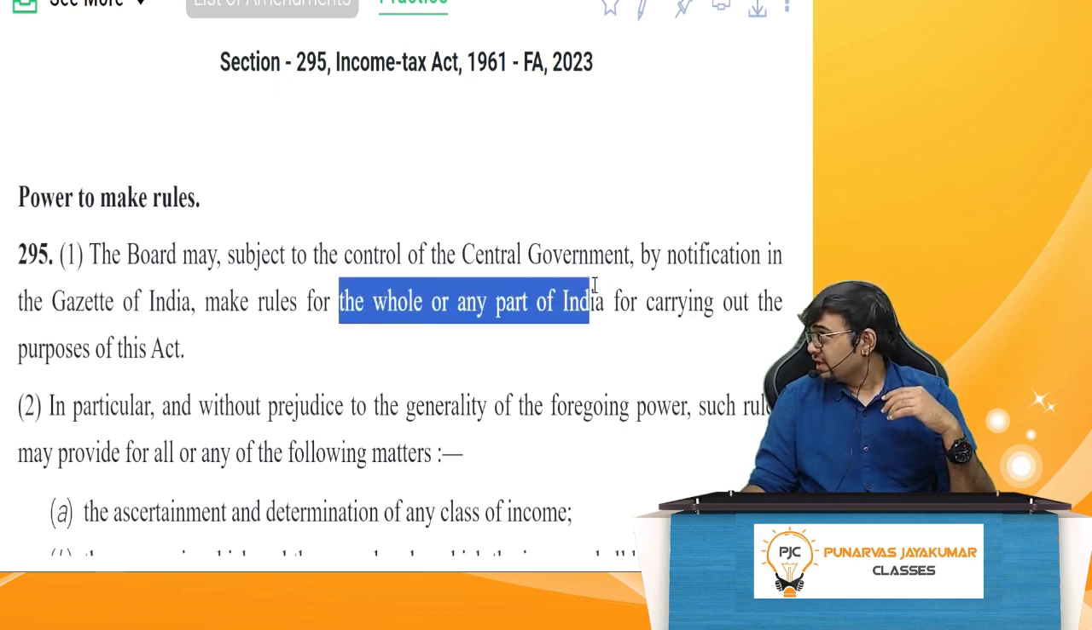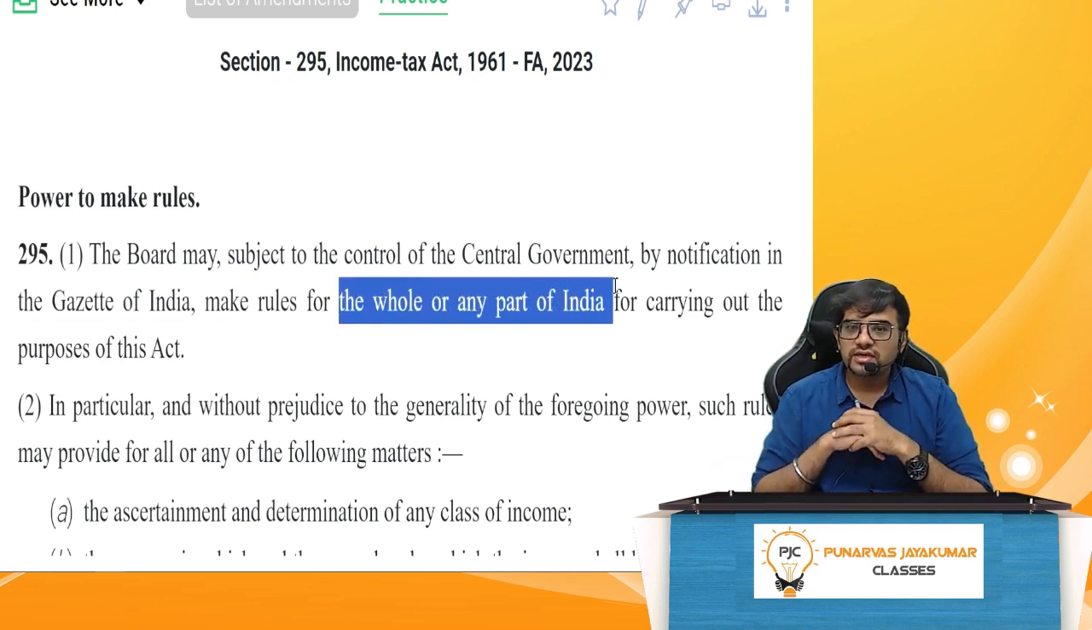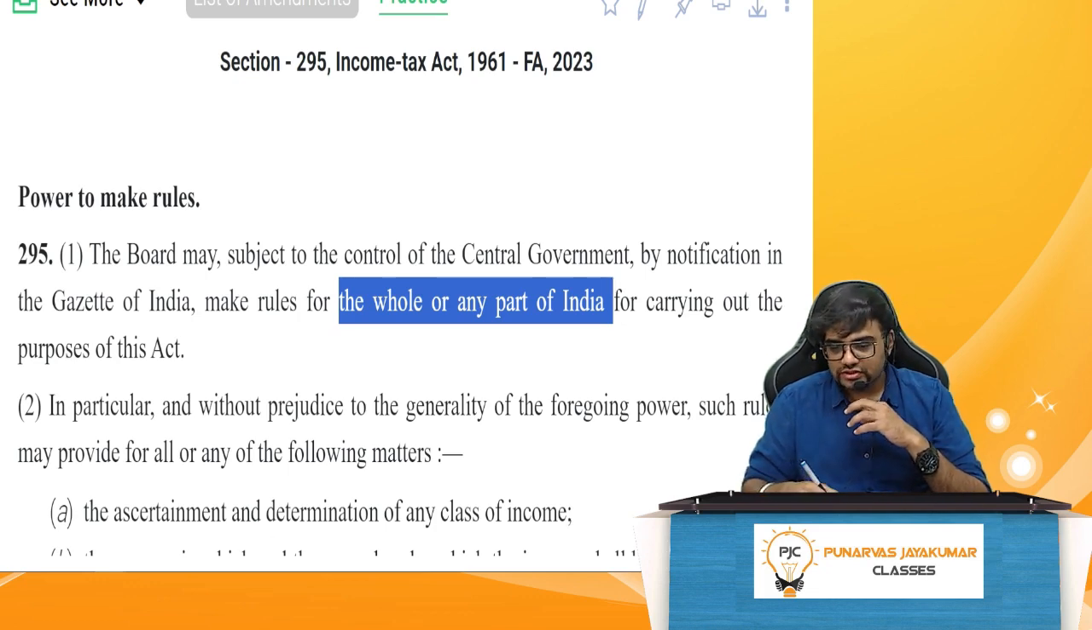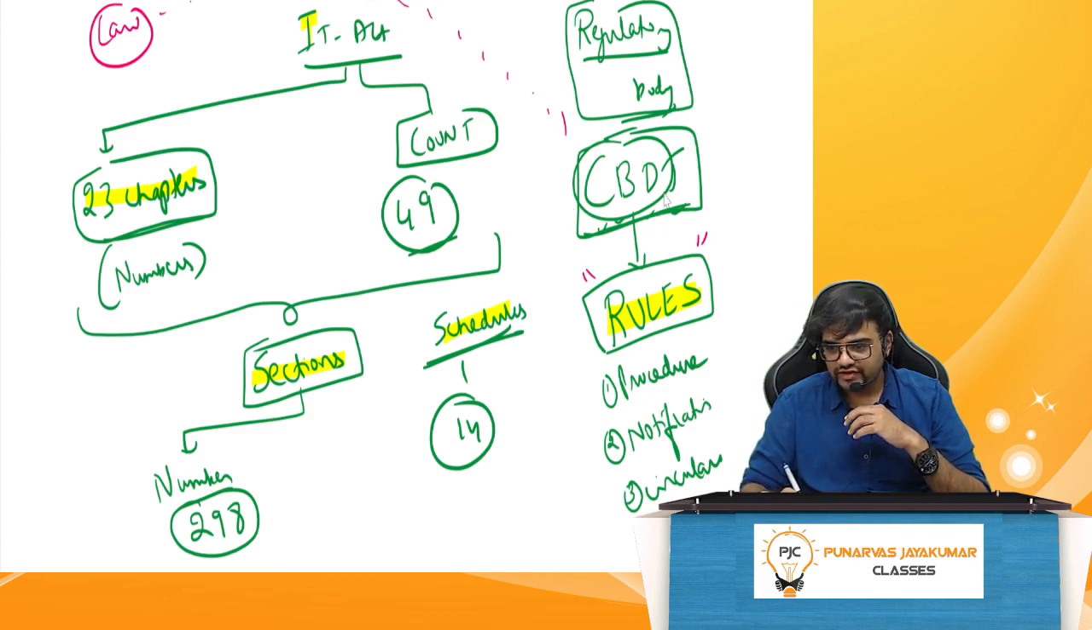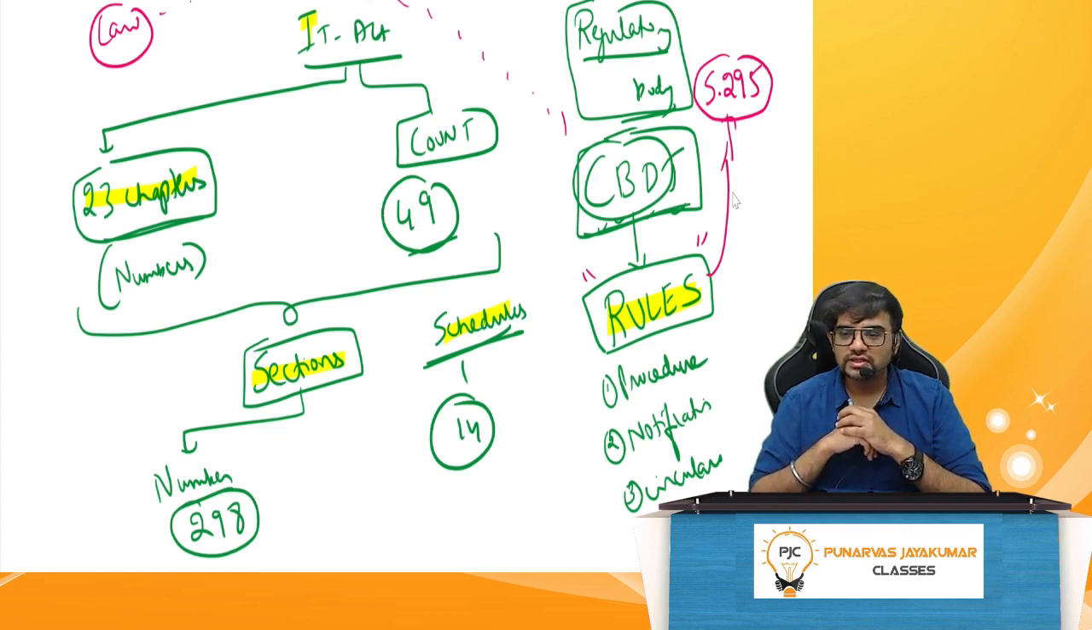For the whole or any part of India, they can say for Karnataka and Tamil Nadu, this will be the rules. For Manipur, this will be the rules. They can do that, no problem. For northeast of India, this will be the rule. For some parts of North India, this will be the rule. Depending on the facts and circumstances, they can change the rules. So this is the power to make rules. As I told you, section number 295 gives this power. Section 295 gives the power to make the rules.